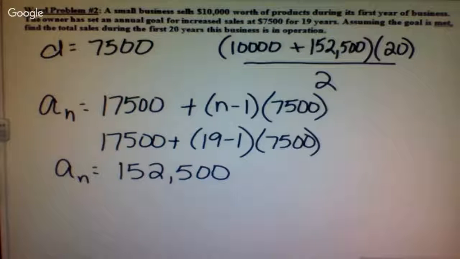So my last number in that last year, he's going to make $152,500. So when we do the sum, we want to find out how much money he has made in 20 years. How much money has he walked away with? That's what this is going to tell us. So when we plug this in, what is my final answer? 1,530,000.